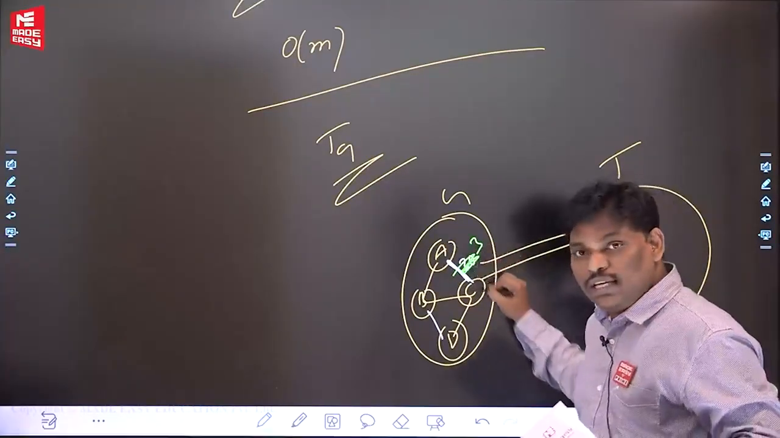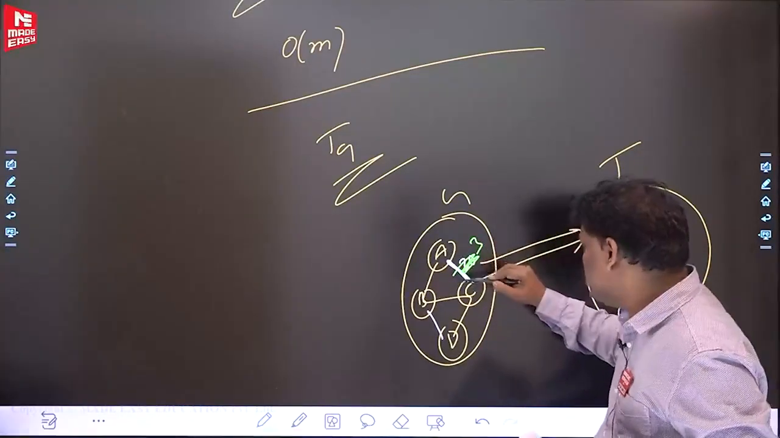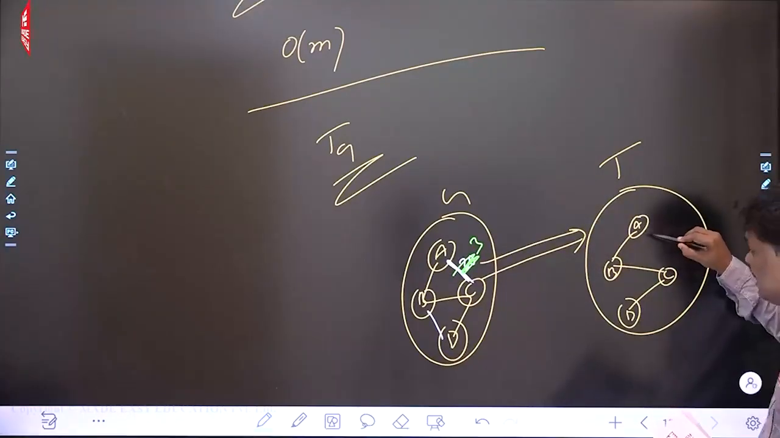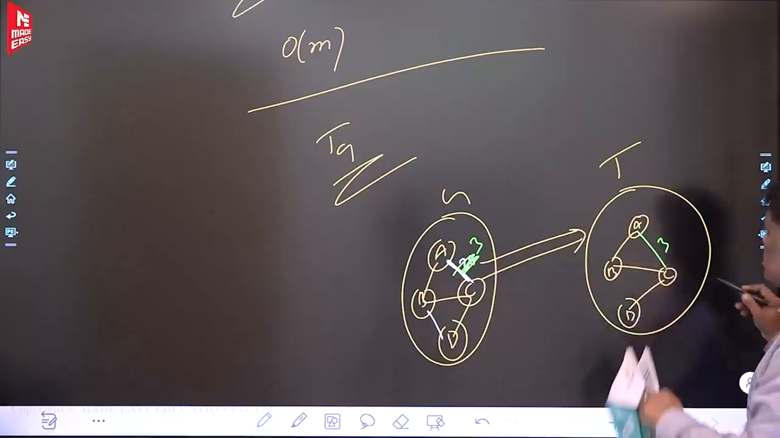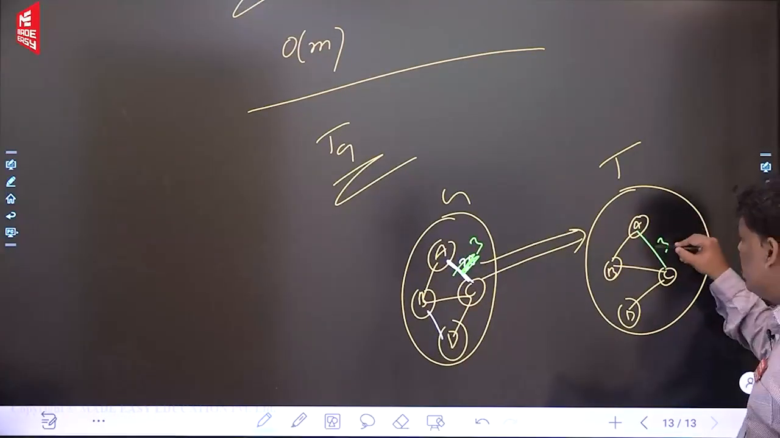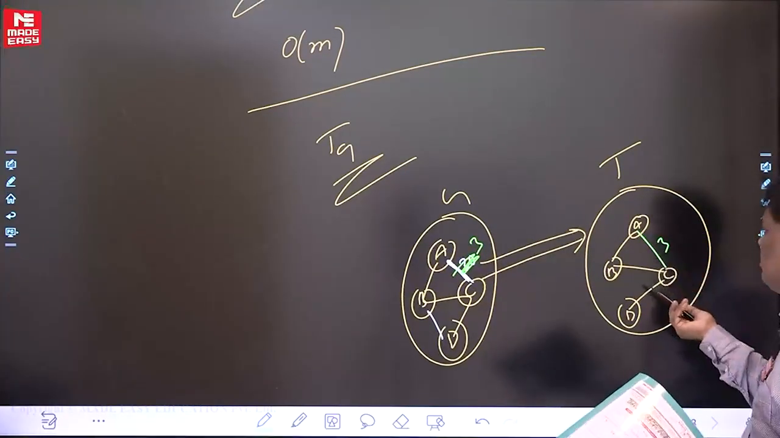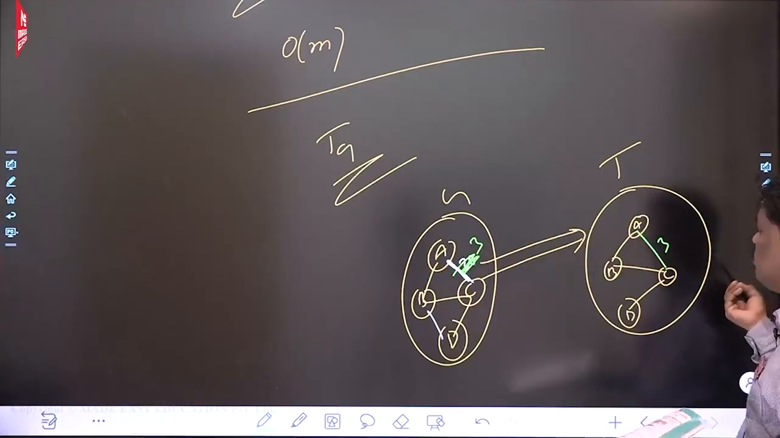Which edge weight did you decrease? Take that edge. Who is that? A to C. Just go to the MST, and in that MST, add A to C, with weight 3. By adding A to C, a cycle will come, because it is already an MST. If you add one more edge, a cycle will come.